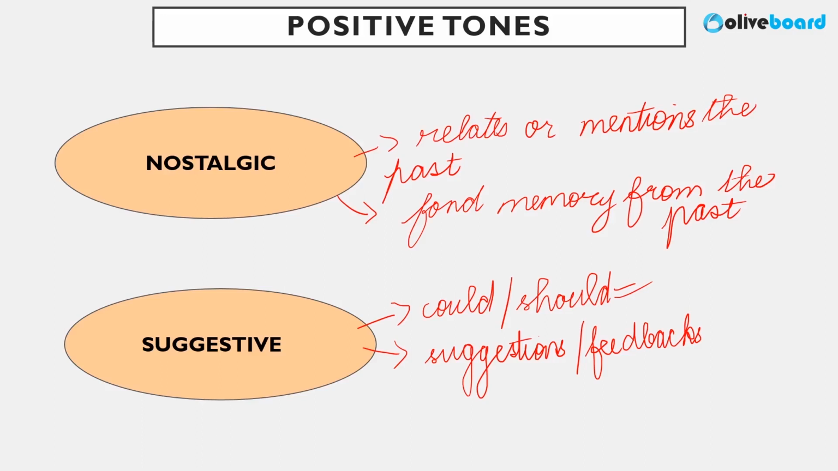When the writer is trying to give an idea, when the writer is indicating or giving an idea, that is a suggestive tone. So it is a tone which is indicative of an idea. I will just write indicative, basically indicating an idea.